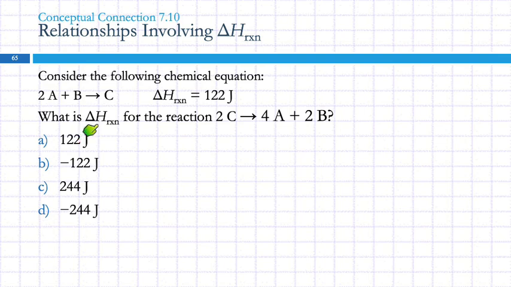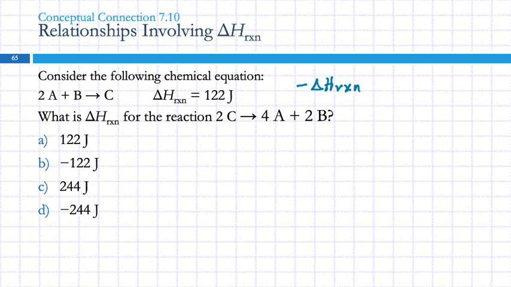So what would it be if we have 2C going to 4A and 2B? What we have to figure out is what changes were made. How did this change to become this? What's one thing you see? It's reversed, right? Here C was a product, and now C is a reactant. So then what do we do to delta H? Make it negative. We change the sign, right? So now we've got negative delta H after changing the direction.